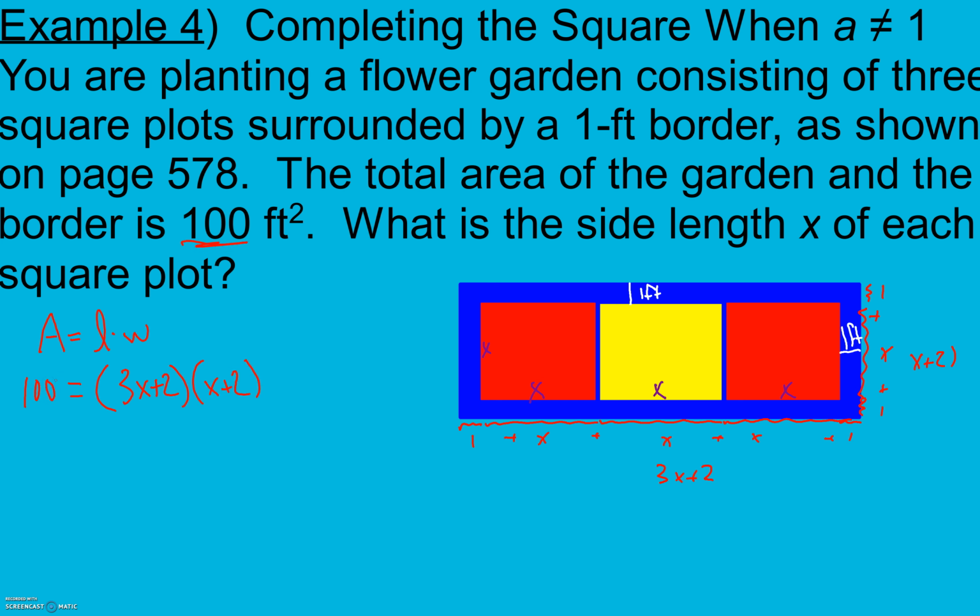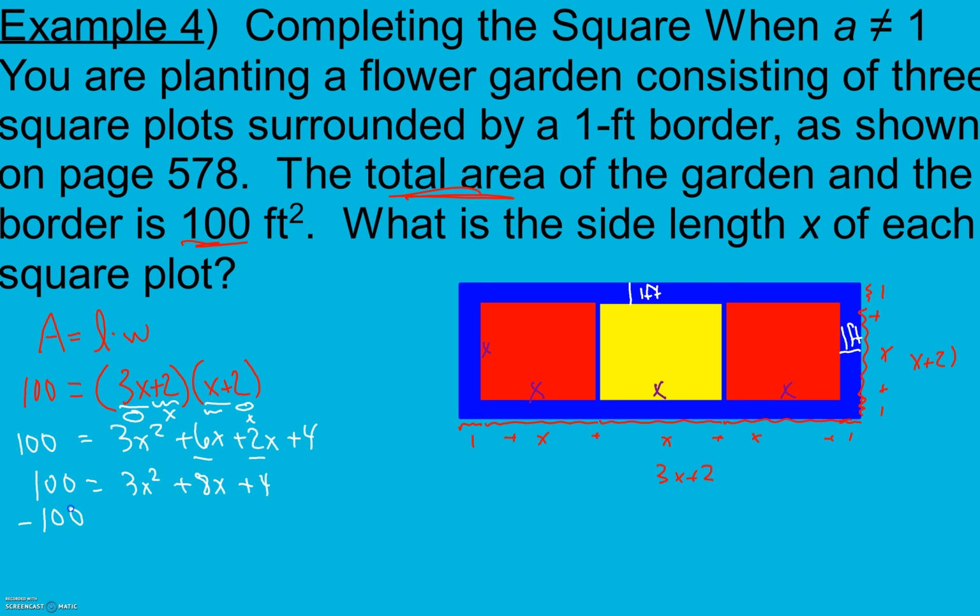Okay, it says the total area, so that goes in for A. Now, we did problems like these before. We have to FOIL out before we can move everything to one side. Again, when we have quadratics, we have to get it set equal to 0 to start with. Here I'm just foiling. First, outsides, insides, lasts. We can combine our like terms. 6 plus 2 is 8, and I keep my variable as an x. Now, I can subtract the 100 to get it set equal to 0.